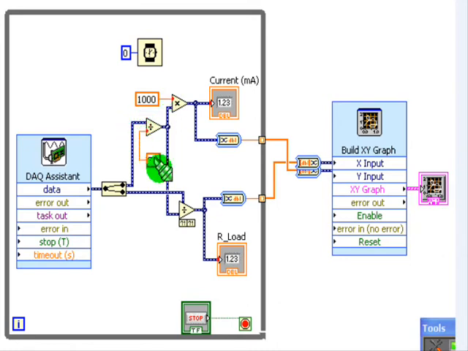a shunt resistor with a value of 51 ohms, which is very minimal to eliminate any reduction in voltage drop. That value is then taken and fed into an XY graph formatter that then displays for us an XY graph that shows how our current is dropping as our resistance increases.